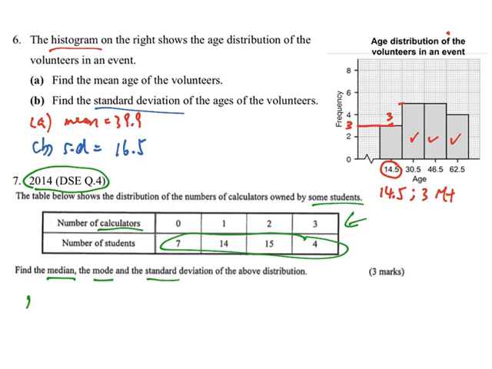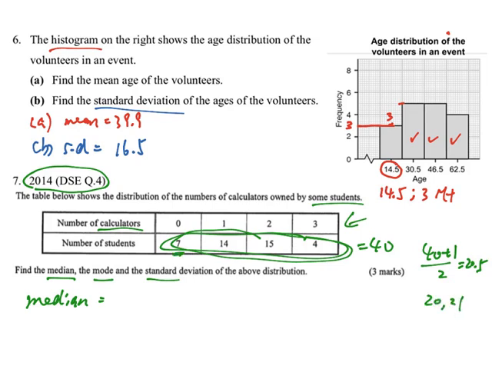Let's check it. For the median, we need to find the total frequency. That means the total number of students. So add all this data, it is 40. So 40 plus 1 divided by 2 is 20.5. That means the median is between the 20th and 21st. So let's see. 7, and then 7 plus 14 is 21. That means the 20th and 21st are also here. So the median is 1. Next, the mode. Mode is easy. Highest frequency. You see this one? So the mode is 2.